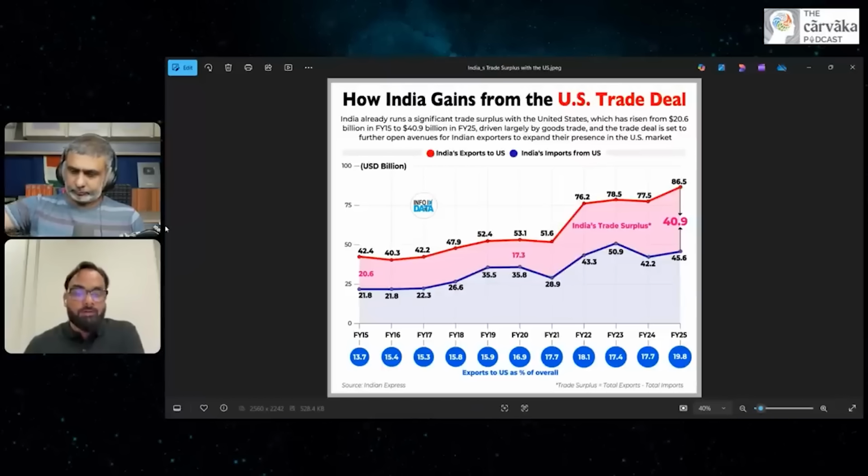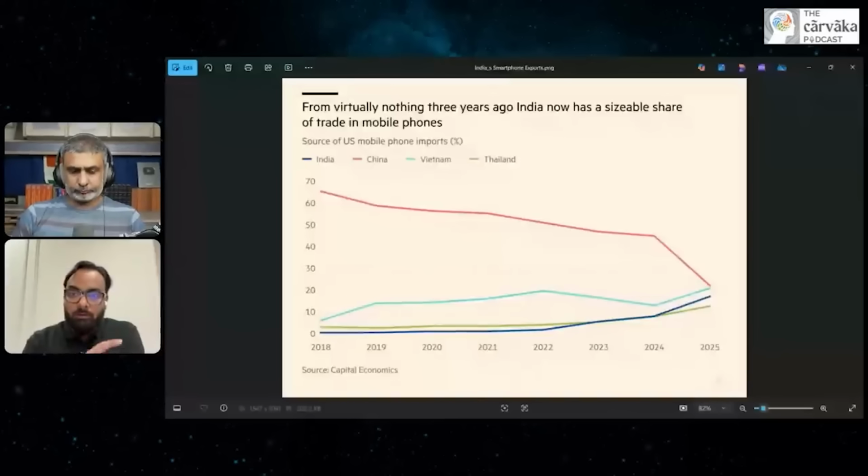Now, coming to the $500 billion number also, there is another graph, India smartphone exports. Because I have one more data point to give on electronics. People should know that only 3 or 4 years ago, our smartphone exports to the US were absolutely zero, just zero. Today, annually, they are hitting the $20 billion mark. 4 years ago, China's smartphone exports to the US was $70 billion. Today, they are coming down to $20 billion.